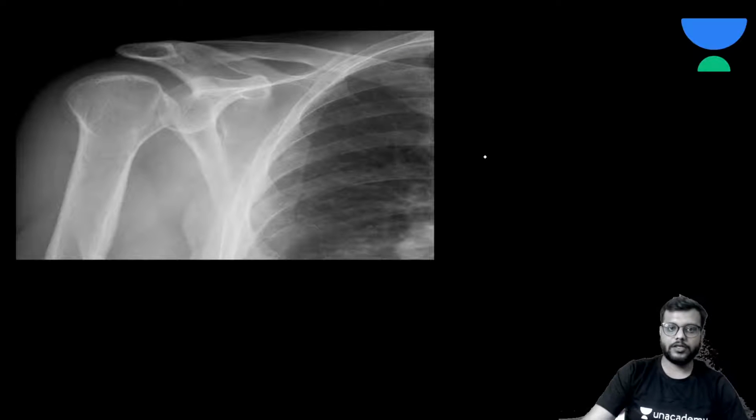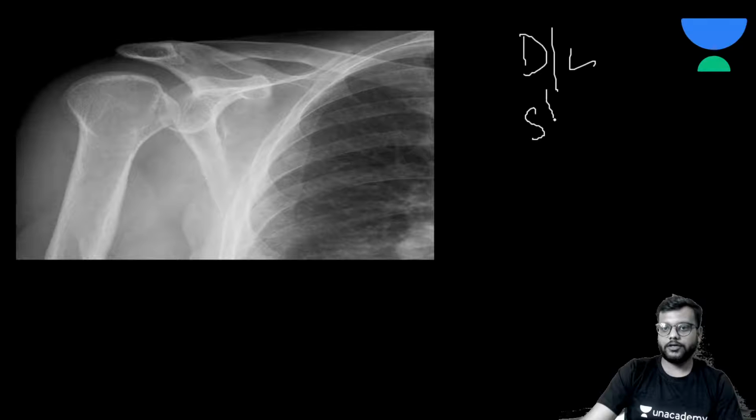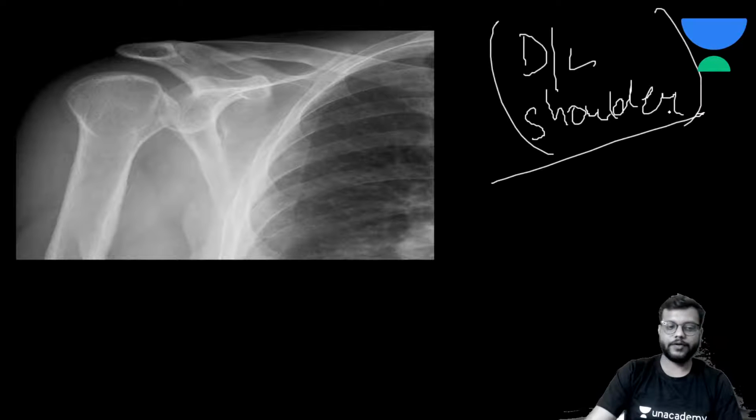What is this? This is a dislocated right shoulder. Okay, here you can see the humerus head is out of the glenoid cavity.